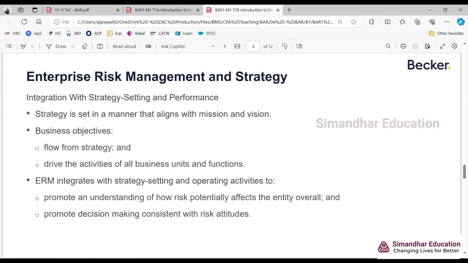So the next point is integration with strategy setting. This is very important. Suppose there is a separate policy for ERM, and separately mission and vision is also there. Do you think employees will be serious about ERM if it is only a separate policy and not a part of the mission or vision? Will the employees be serious about it? If it is only a standalone policy that is being kept without integration with mission and vision, what do you think? So that's a hard no, right?